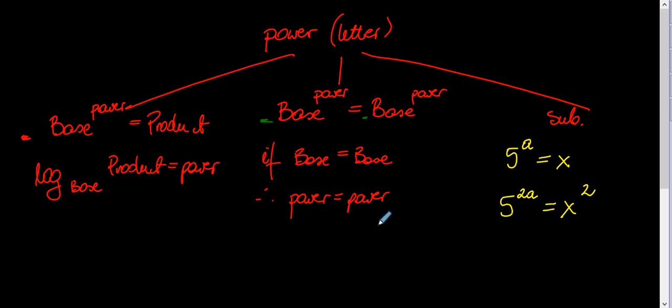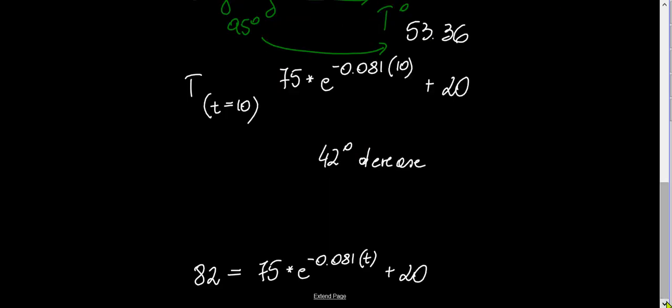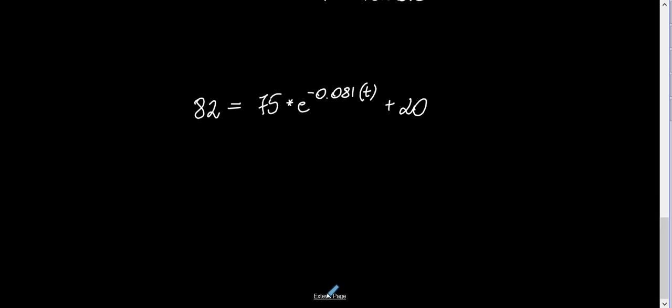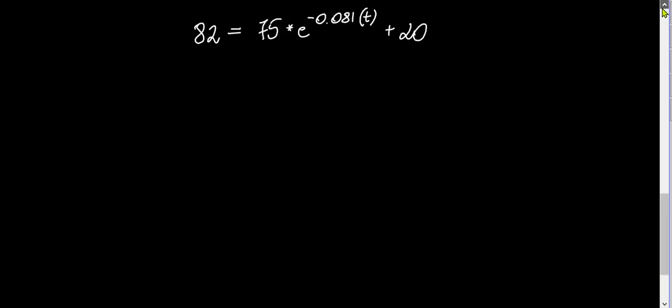Those two are less likely, they are rare when it comes to a question with a story. They appear more in a pure algebra question, while in the question with the story, usually this is the approach. So back to our calculation. We have 82 equal, so we identify that's my base and that's my power, so I need to have them on their own. 75 has to go, 20 has to go.